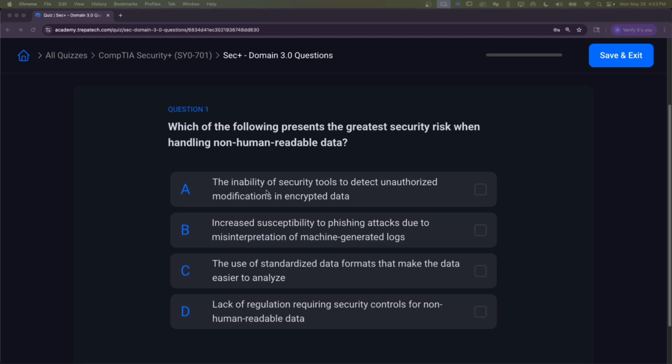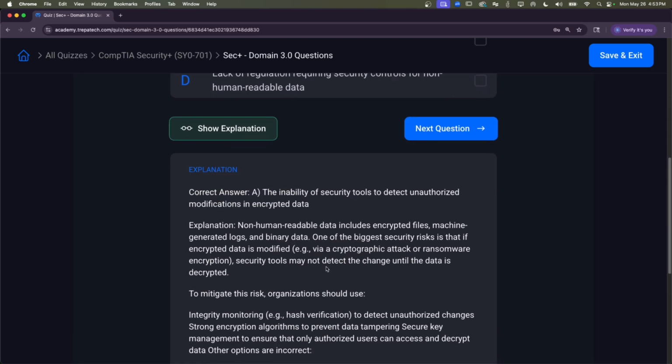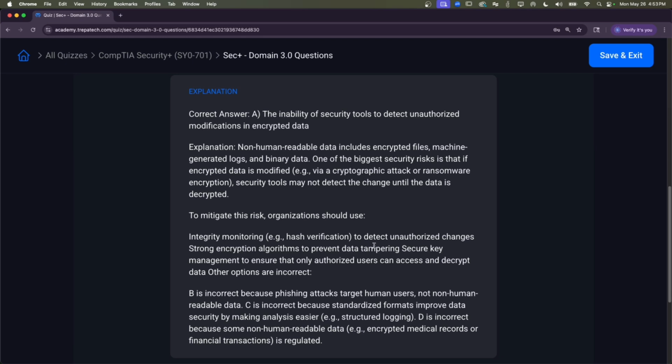B, increase susceptibility to phishing attacks. No. C, the use of standardized data formats that make the data easier to analyze. That's not a security risk, I would say, because it's not always true that it's in a standardized format. Lack of regulation. I wouldn't say that. I mean, obviously regulation always depends on where we are, our data governance. So I'm going to go with A here. The inability of security tools to detect unauthorized modifications in encrypted data. Show our explanation here. Pause the video if you'd like to read that.